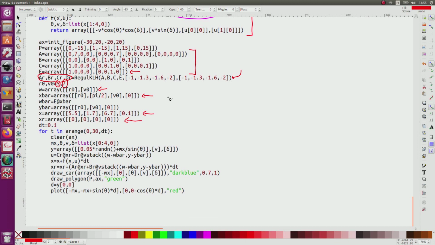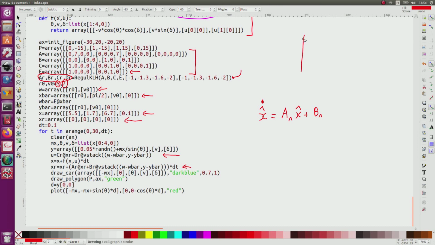So everything is in my ideal world. Here I make some measurement with some noises as before, and here I have my controller. So my controller is here and here. So it means that x hat corresponds to xr here. X hat dot, the derivative, is equal to ar xr x hat plus br multiplied by the input of my controller.